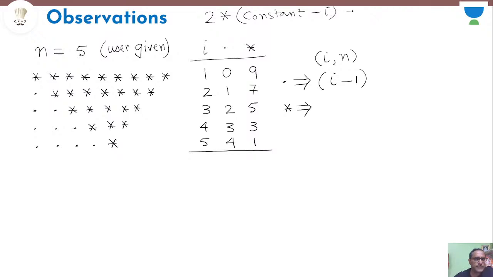So I am giving this one as a hint. Can you apply these hints and write the actual expression here?